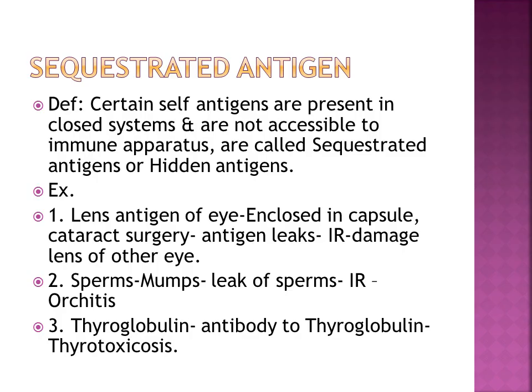Examples of a few sequestrated antigens: first is the lens antigen of the eye. It is enclosed in a capsule. But while doing cataract surgery, if the antigen leaks, it causes an immune response and then damages the lens of the other eye. Then second is sperms. They are in a hidden form. But if mumps infection is there and the sperms leak, that causes an immune response and then orchitis, that is inflammation of the testes.